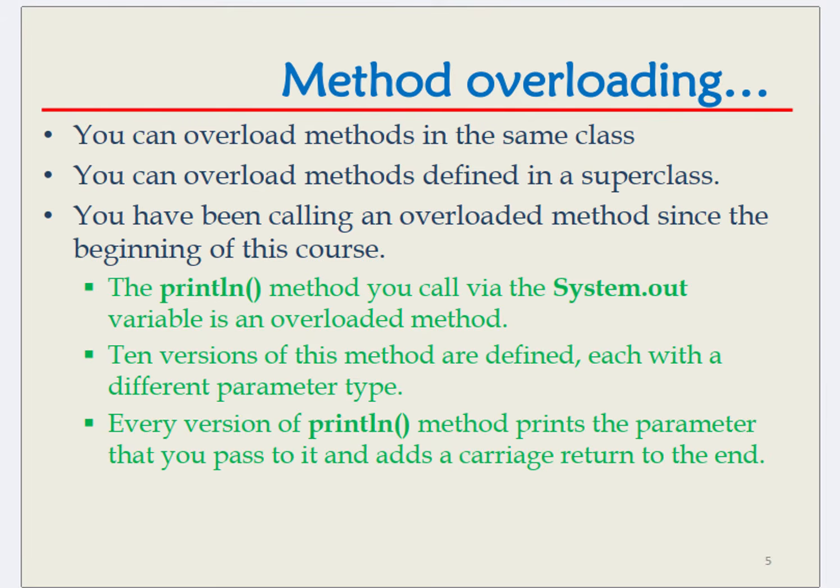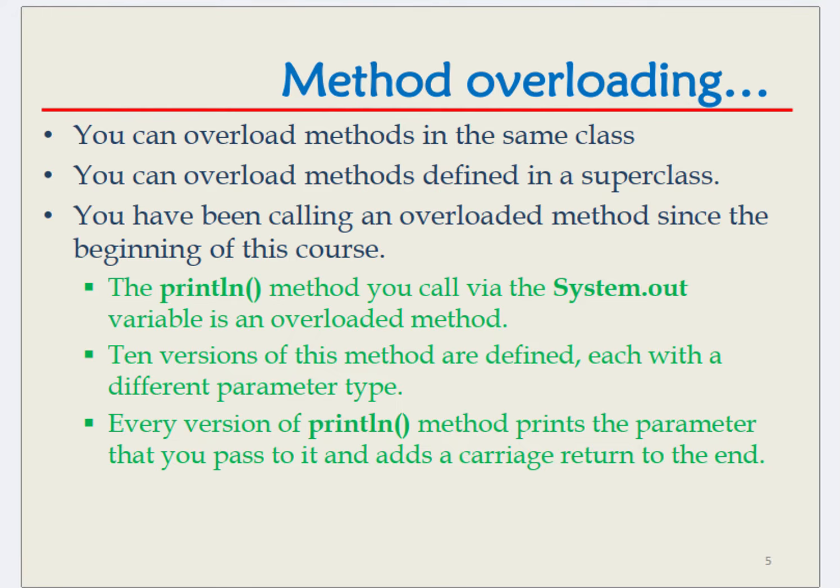4. Method overloading. You can overload methods in the same class. You can overload methods defined in a superclass. You have been calling an overloaded method since the beginning of this course. The println method you call via the System.out variable is an overloaded method. 10 versions of this method are defined, each with a different parameter type. Every version of the println method prints the parameter that you pass to it and adds a carriage return to the end.